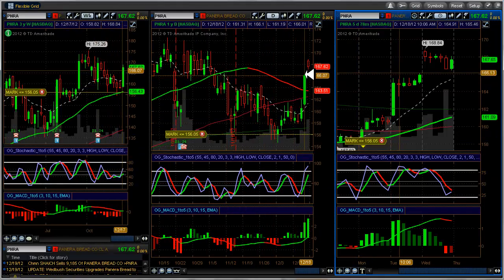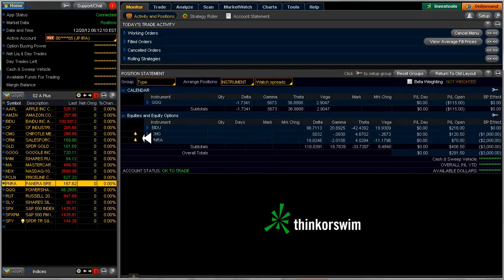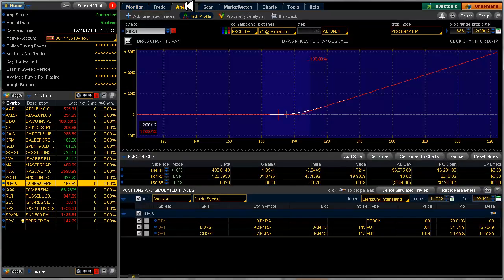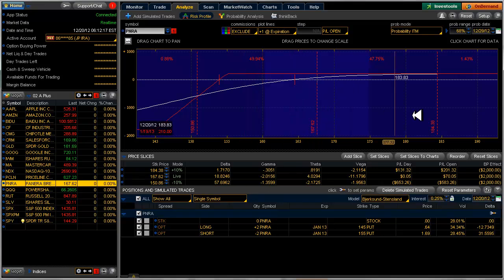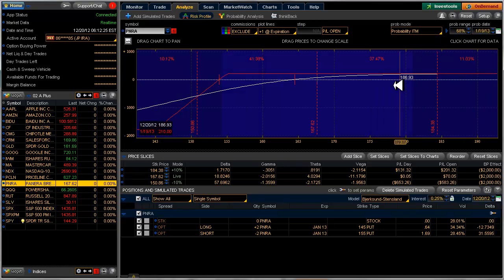So Panera, we're doing all right there. We reversed on Panera, and we got long on that. Let's just jump over to the Analyze tab. Probably going to do pretty good with this one. This is a January, so let's put our probability date out to January. As long as the price stays around here, we have a good probability of making a nice profit for the new year on this particular one. And there'll be a lot of decay over the next couple of weeks.